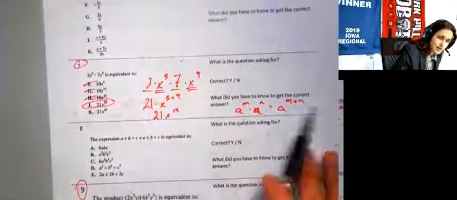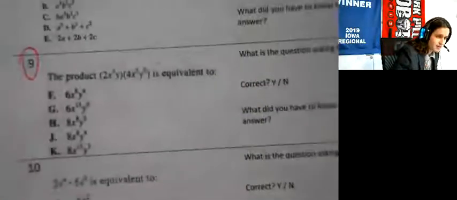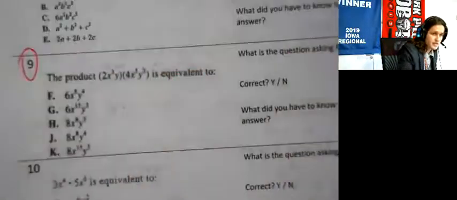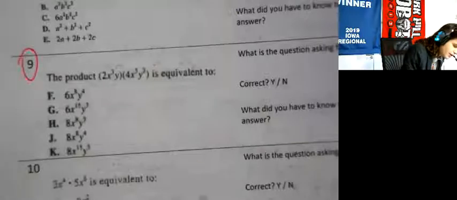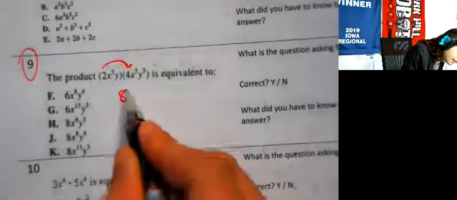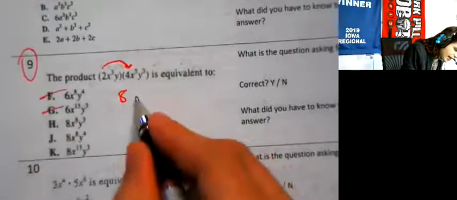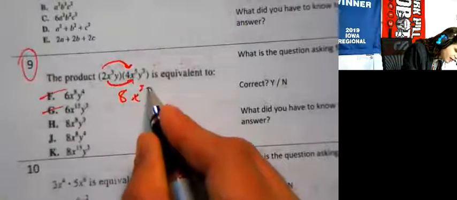So again, same down low, add the exponents. We can see that same principle, but with more variables down here. The product of this thing is equivalent to, okay, what do we got to do? 2 times 4 right away is 8. Okay, so I know it's not F or G. x to the 3 times x to the 5 is x to the 3 plus 5. 3 plus 5 is 8. Okay, so it's not K.